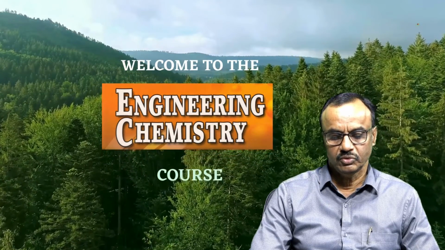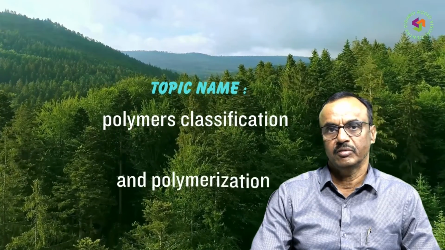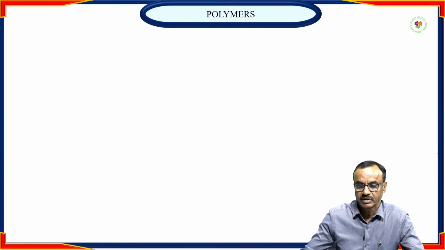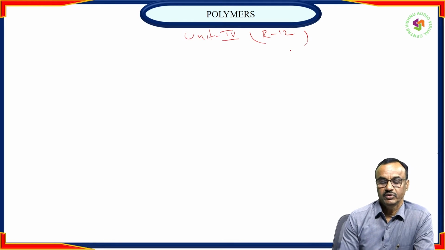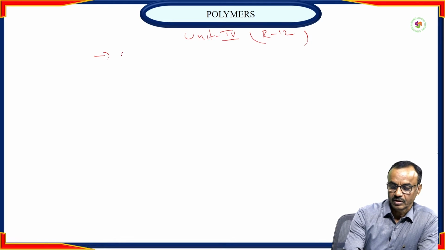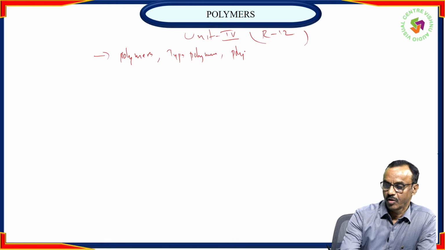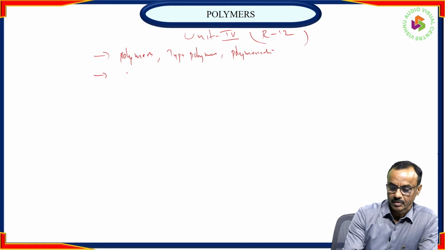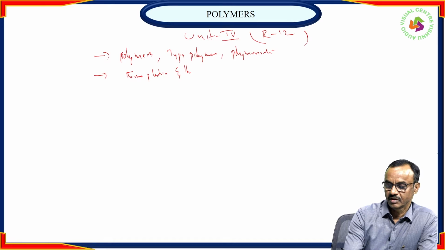So today I am going to discuss the topic polymers, classification and polymerization. Polymers, Unit 4, R22 syllabus. Under polymers we are going to discuss the topics I mentioned already. One, classification of polymers. Next, polymerization. Topic 2, thermoplastics, plastics and thermosetting resins.